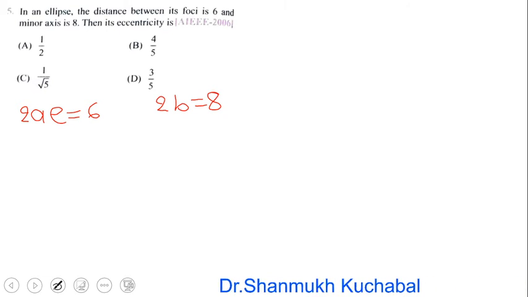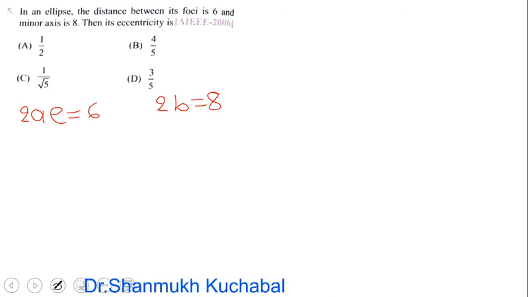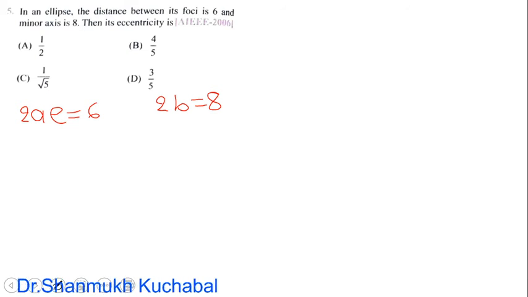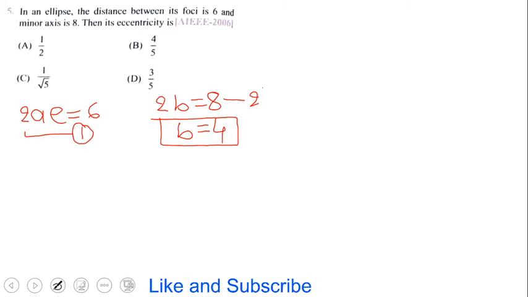So from the second equation we can write the solution for b. So 2 will be transposed to the RHS, so we get the b value as 4 here. The b value we got. So it is clear. Then we will take a ratio of these two equations. I call this equation 1, and this I call equation 2.